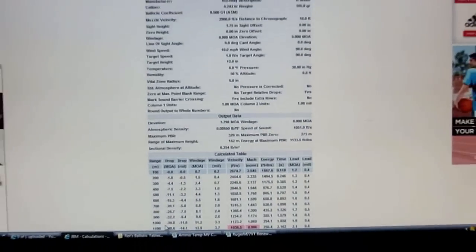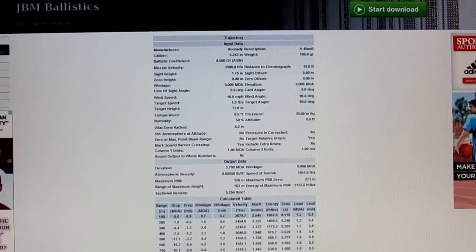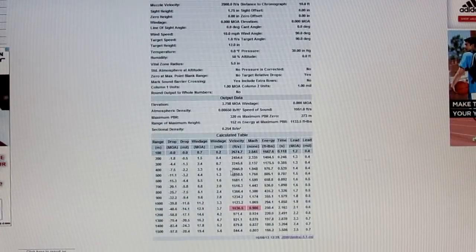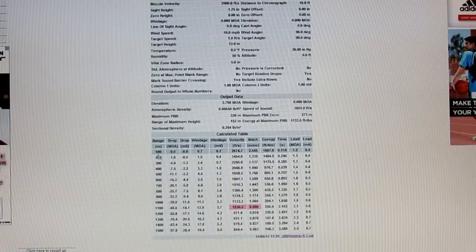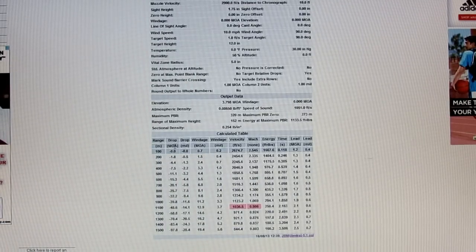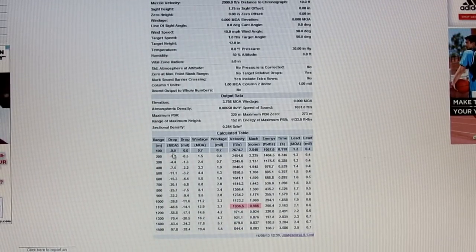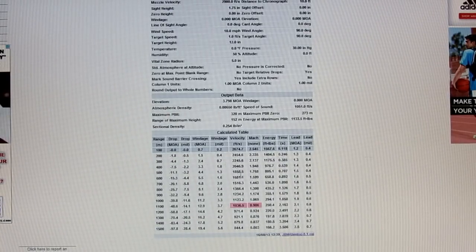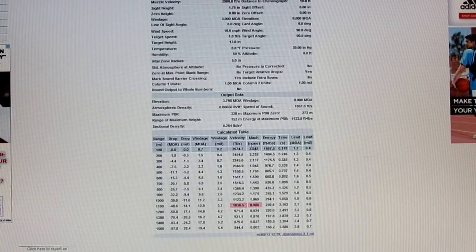Okay. So here's what we have here. We have all our input data and our output data, and we have our ballistic data. So we have our range, our drop in units of minutes and in mils, and our windage in minutes and mils, and our velocities and our Mach.